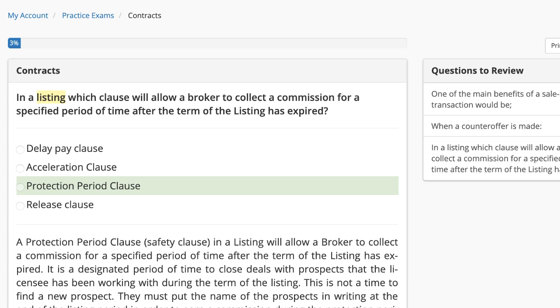That is not a time frame to look for a new buyer. That is a time frame to close a deal with buyers you've been working with during the term of the listing. Everybody got that? And you put that in writing. You write their name down, like Bill or Sam, whatever their name is. And that time period is known as the protection period clause, also known as the safety clause, which brings us to the question on the board. Okay, everybody got that?